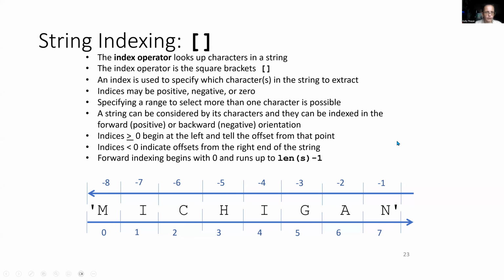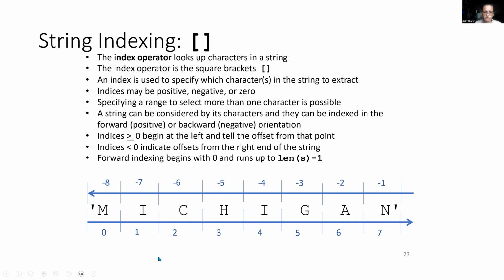So then just working through our notes here, a string can be considered by its characters, and they can be indexed in the forward, which is this, or the backward, which is the negative orientation, which is this one. Indices greater than or equal to 0 begin at the left and tell the offset from that point, and indices less than 0 indicate the offset from the right end of the string. So it's just saying these work in the forward and backward direction.